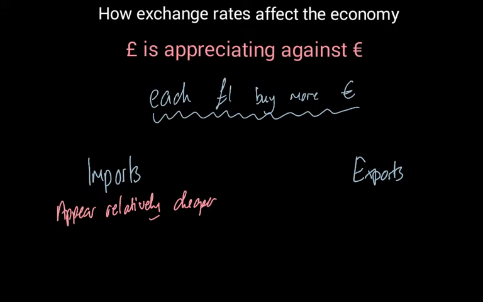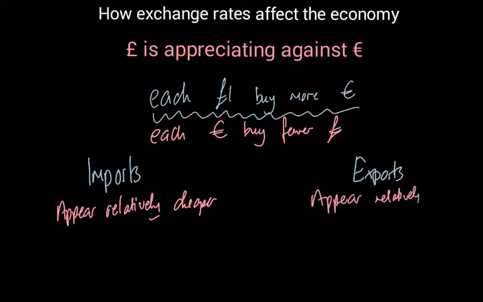Now, at the same time, if each pound buys more euro, then obviously the inverse must also be true. So each euro must buy fewer pounds. That's a simple statement of fact. That must be true. And therefore, if I am exporting my products from the UK into Europe, then each euro will buy fewer British goods. So what that means is that my exports from the UK appear relatively more expensive. And this really is the starting point for us.